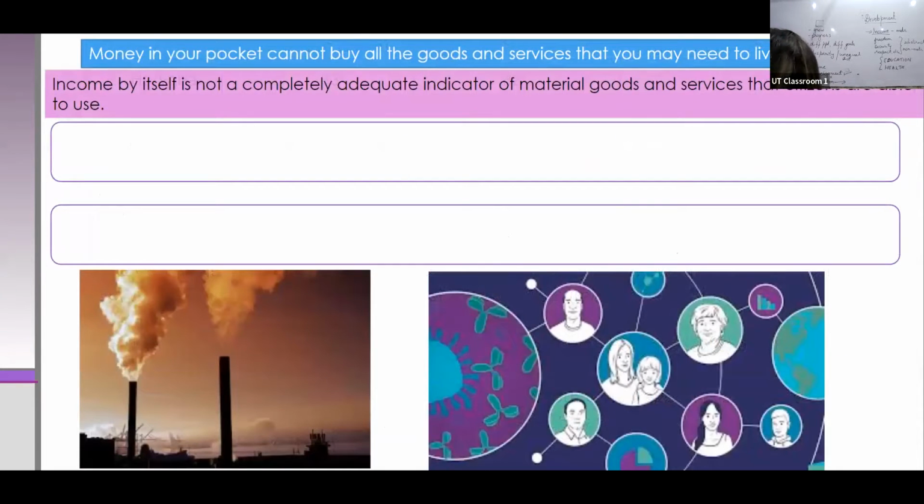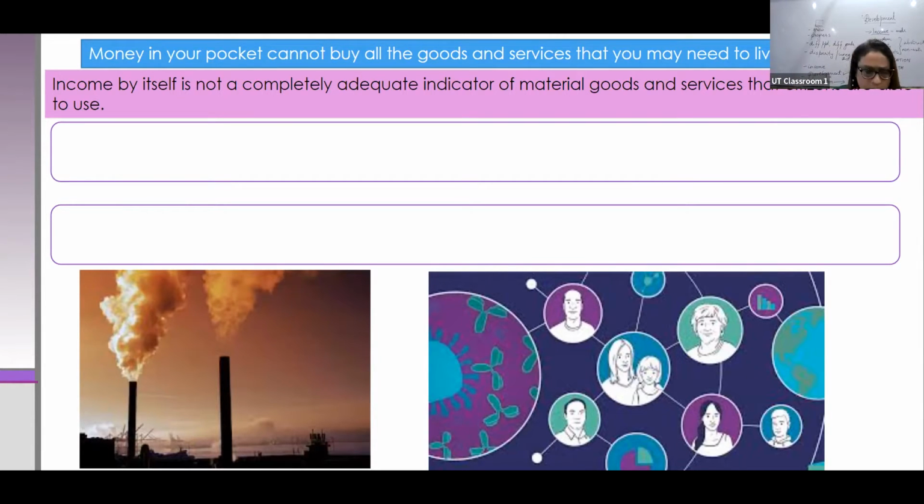Now we come to public facilities. Money in your pocket cannot buy all the goods and services that you may need to live well. What does this mean? What does this relate to public facilities? Money can help you buy personal things that you want, but where public facilities are concerned, like this, what can you see? There are fumes coming out of the chimney, right?